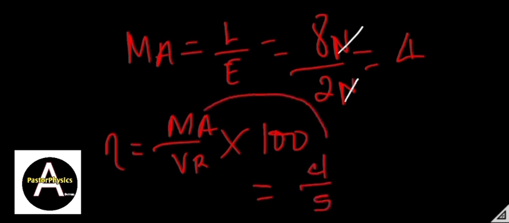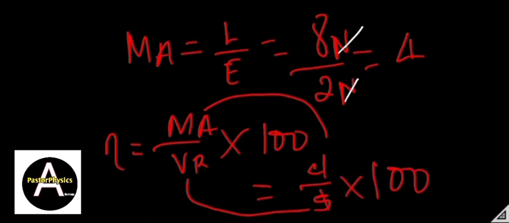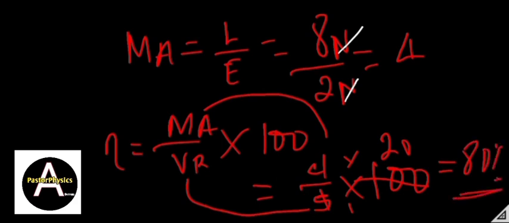So MA is 4 and VR is 5, right? Now times 100. So 5 going into 100 is 20, right? So 20 times 4 is equal to 80. So the efficiency of the machine is 80%. So simple as that, very easy.